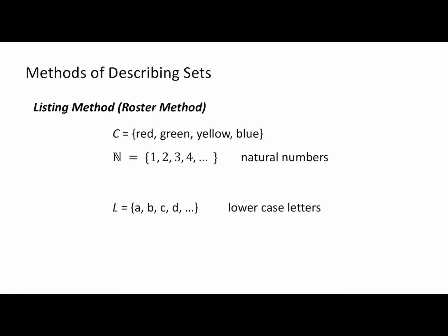Here are some more sets that are described using the roster or listing method. So C is the set of colors that are red, green, yellow, or blue. N is the set of natural numbers. So the natural numbers are sometimes called the counting numbers, starting with 1. So 1, 2, 3, 4, 5, 6, and so on. These ellipses here are telling you that you just keep going in that pattern. Same idea with the lowercase letters. L is the set a, b, c, d, e, f, g, all the way through z in this case.